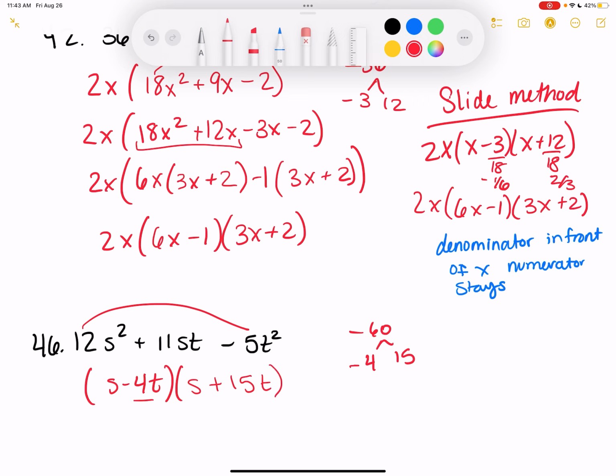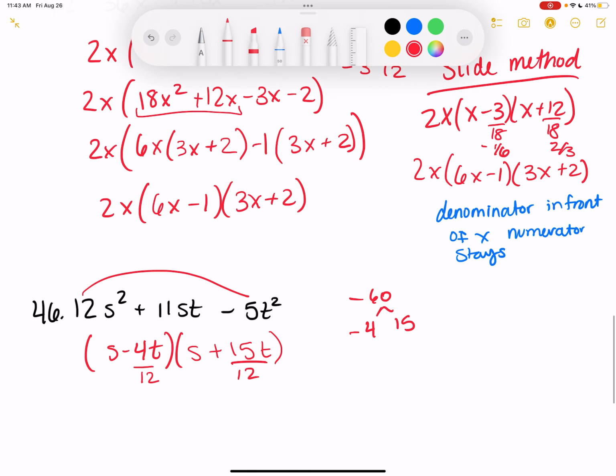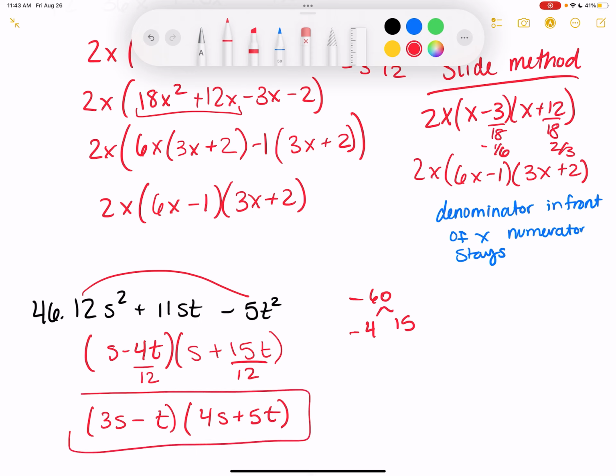I'm doing it the normal way. I'll do it the normal way too. I just divided by 12. I'm intrigued by this method, so I need to see it. It would be 3s minus t. Then the other bracket is 4s plus 5t. And that's it. Okay. I kind of like that. I think I like that one more.